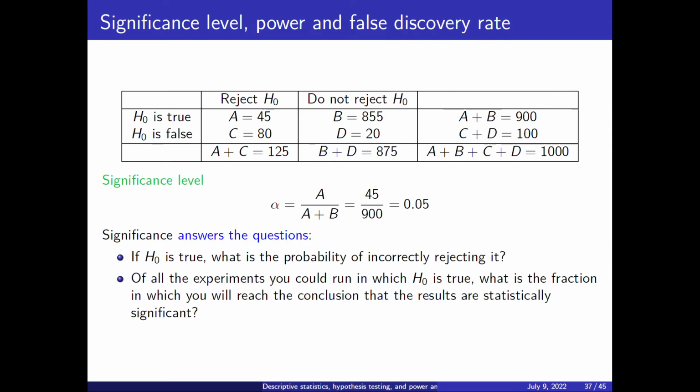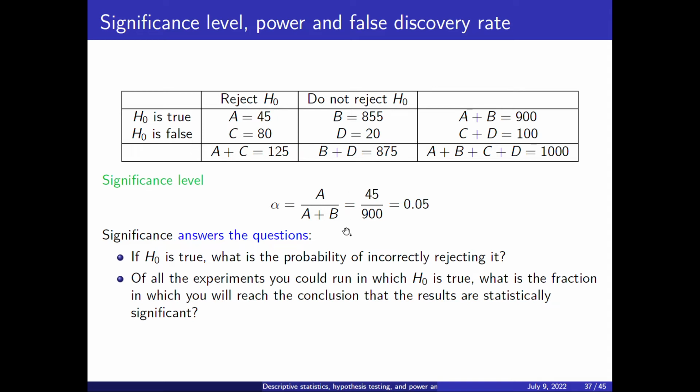Okay, so do you remember our table where we had what is the state of nature. So the null hypothesis is true, the null hypothesis is false, and what do we decide? We decide to reject the null hypothesis, or we decide not to reject the null hypothesis. And we will call all these cells A, B, C, D. And here I have put the numbers for the example of the drug screening.